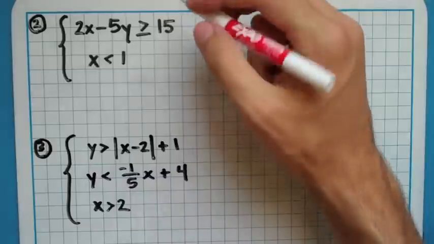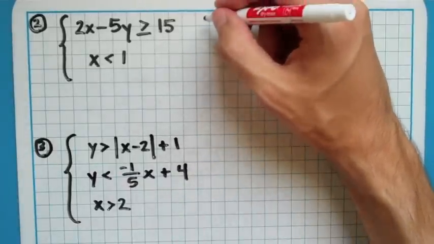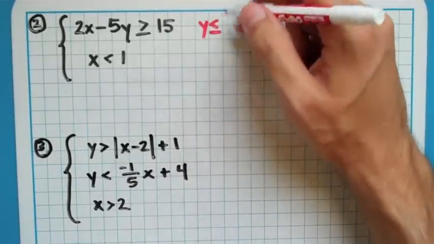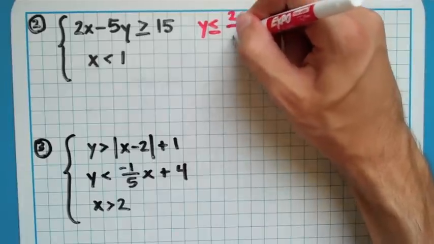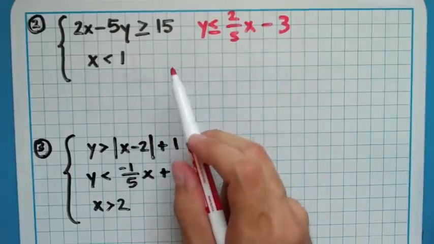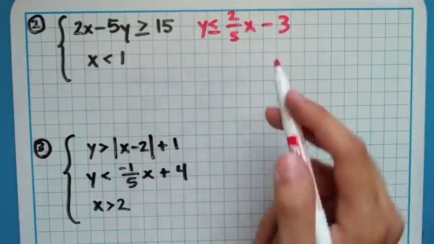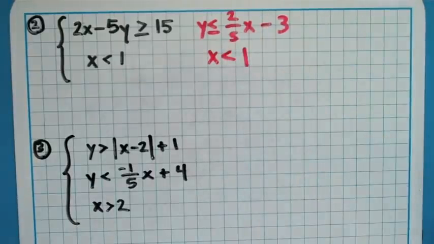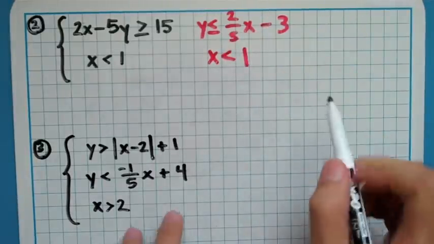You have to get y by itself here, and after doing a little bit of math, don't forget to flip your sign on this one. You will end up getting y is less than or equal to, I believe, 2/5 x minus 3, if my math is correct there. I believe I'm good. Yep, remember to flip your sign. And then my second one is right there. So I'm going to go ahead and graph these.